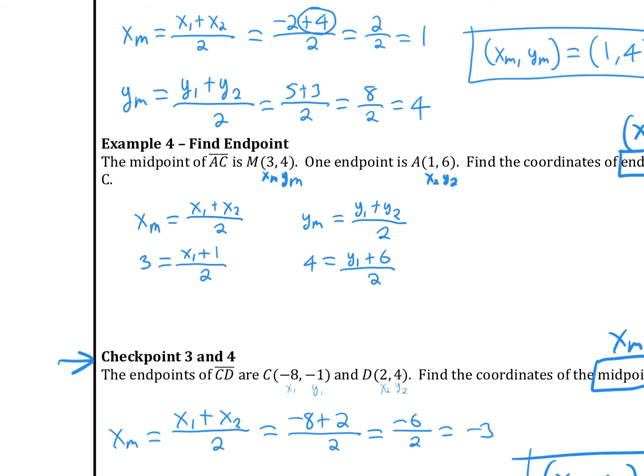How do I do that? Well, I need to multiply. I like the fraction bust first. So I'm going to multiply both sides by 2. 2 times 3 is what? 6. So I get 6 equals x1 plus 1.